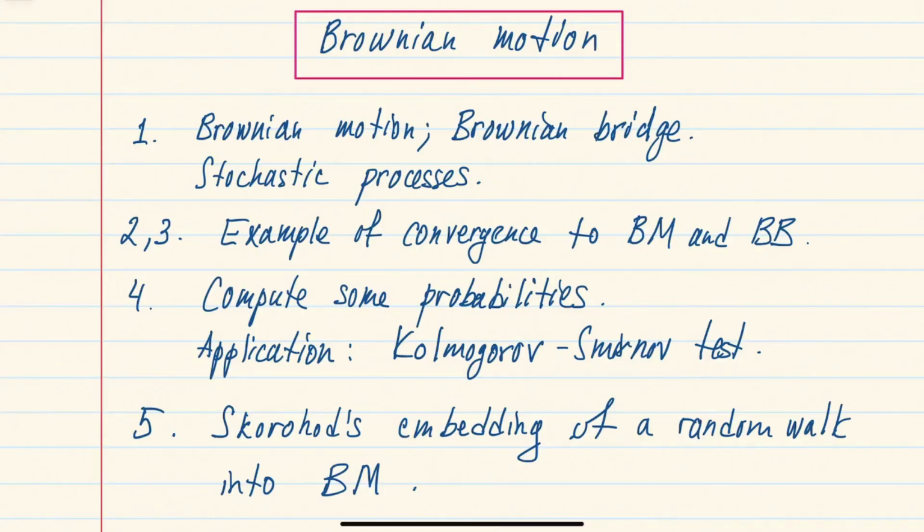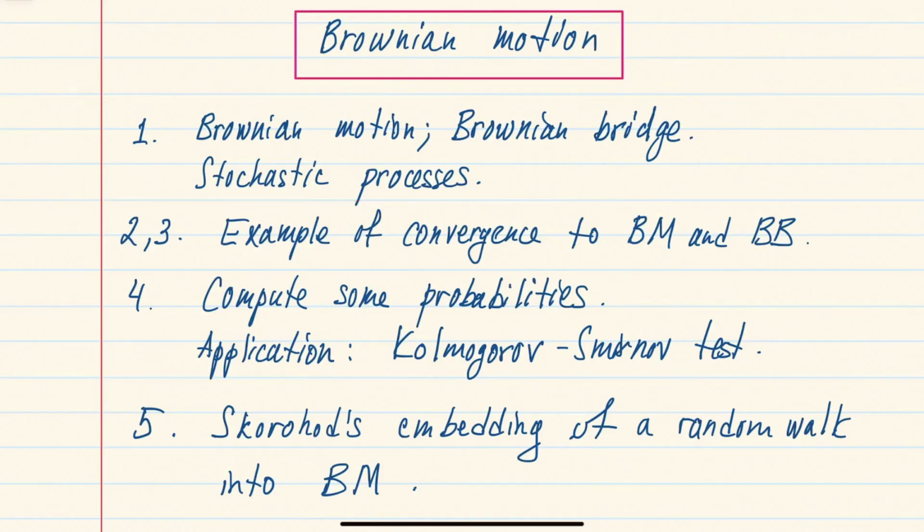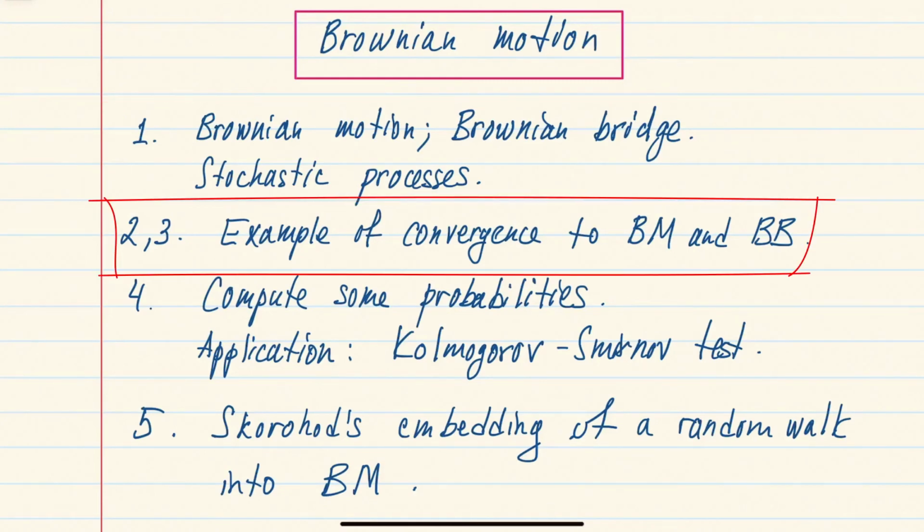Alright, so here we begin the chapter on Brownian motion, which will consist of 5 sections. In the first section, we will define Brownian motion and Brownian bridge, and also have some general discussion of stochastic processes. Then in sections 2 and 3, we will give 2 examples of convergence to a Brownian motion and Brownian bridge. So these will be perhaps the main results of this chapter, and they will give us examples of a central limit theorem on the space of continuous functions on [0, 1] and [0, infinity).